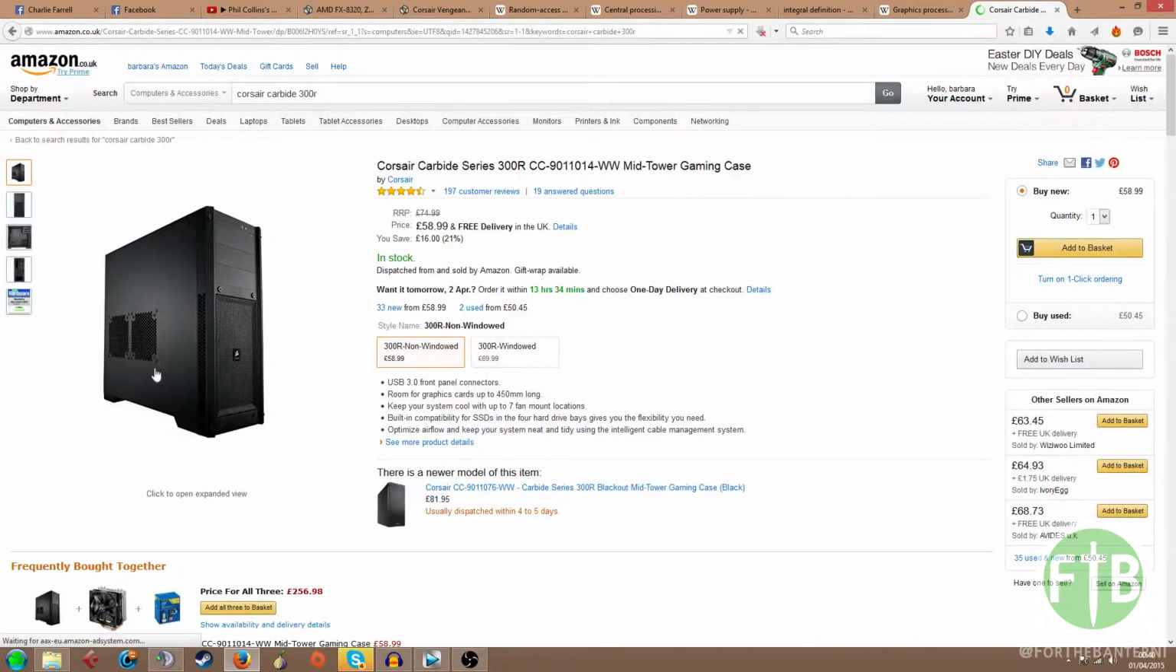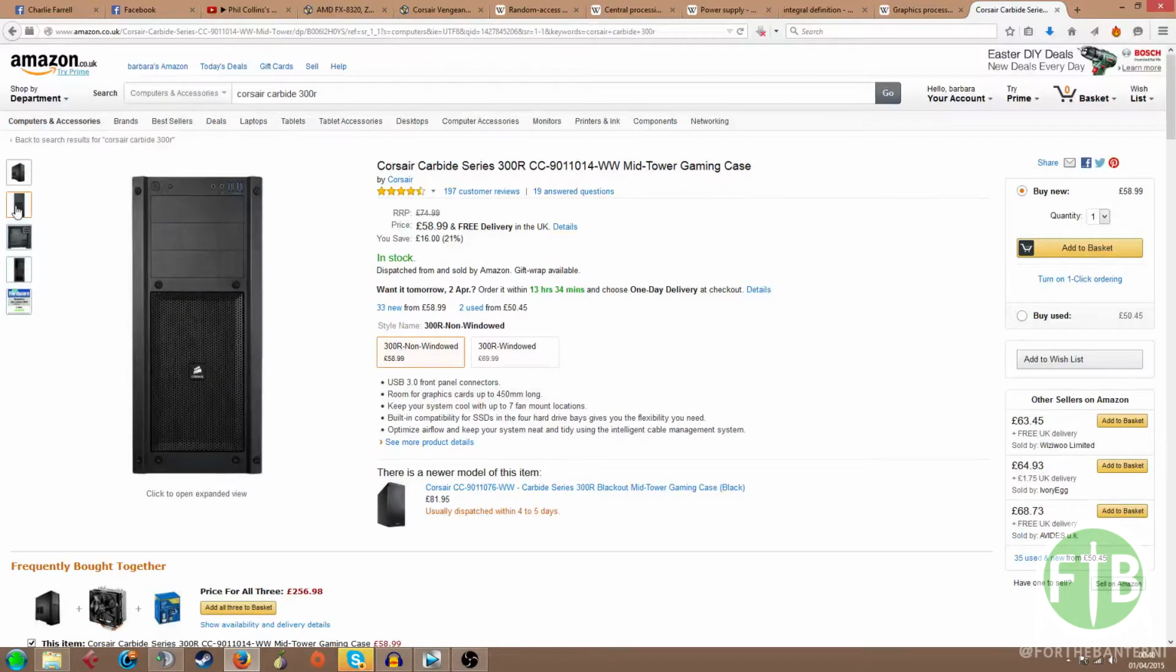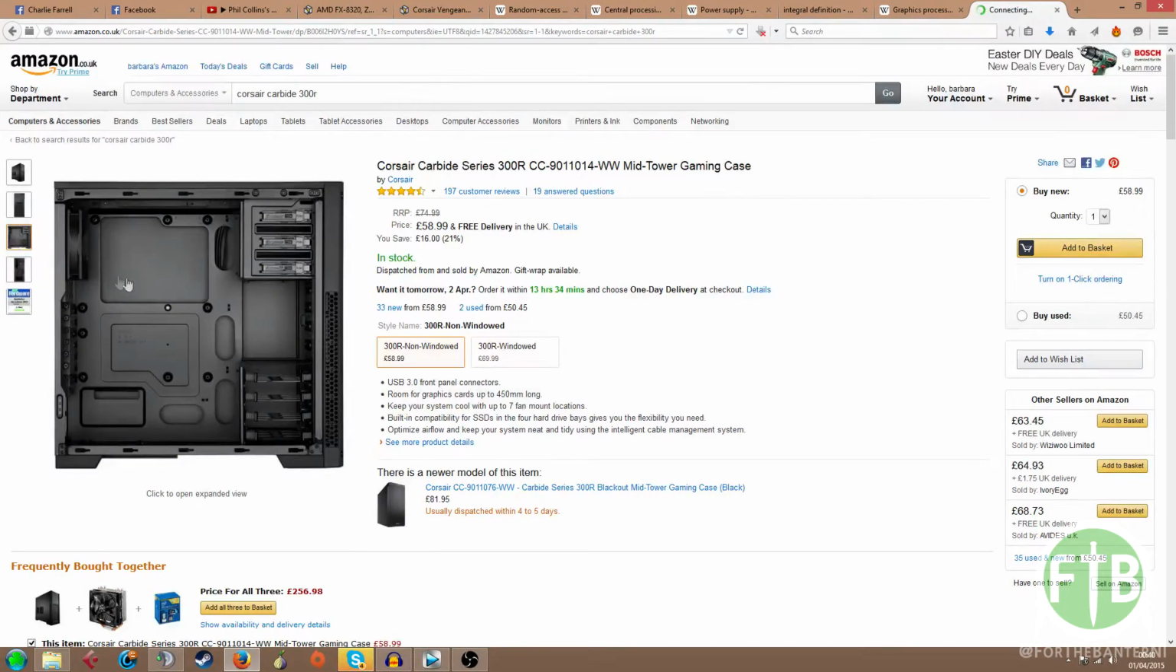Second up will be your case, or your chassis as it's called. This is going to house all of your parts, and it's going to essentially be a shell.